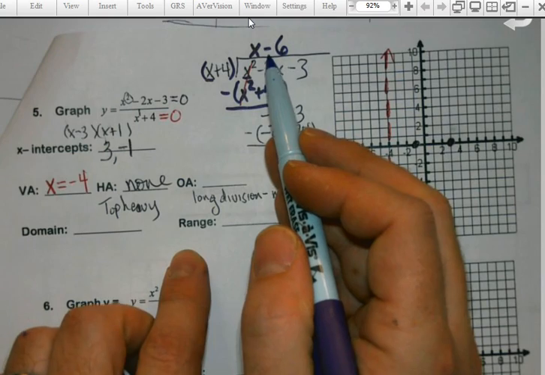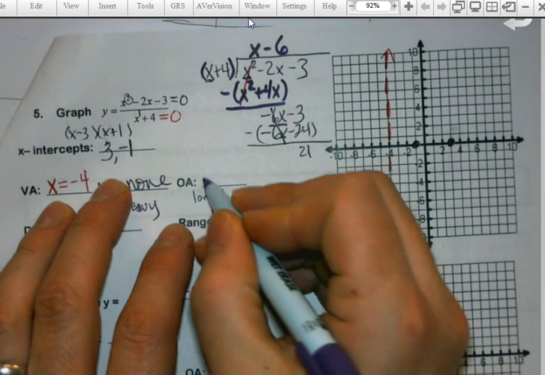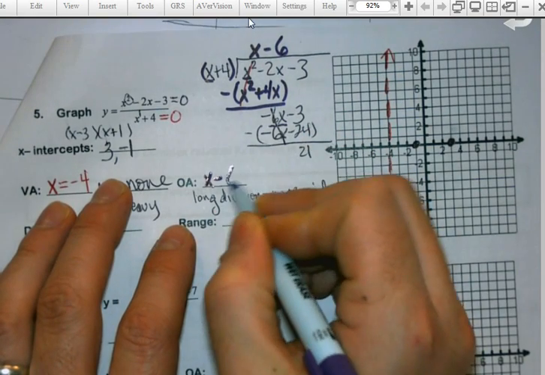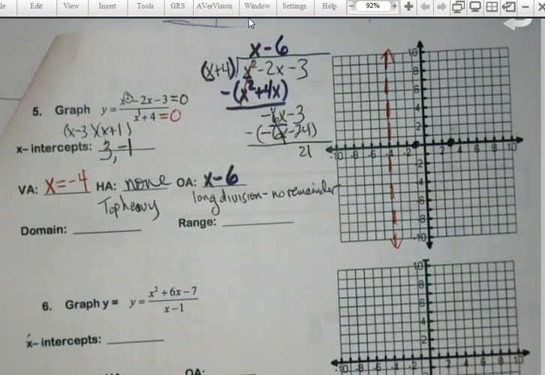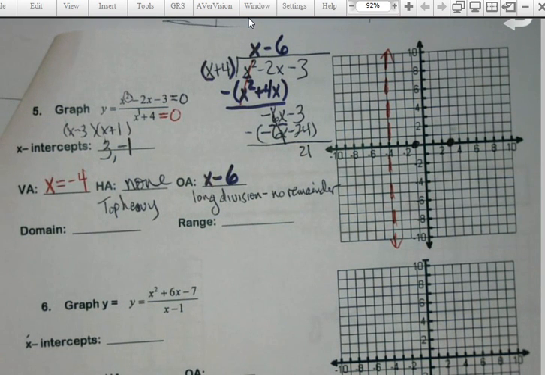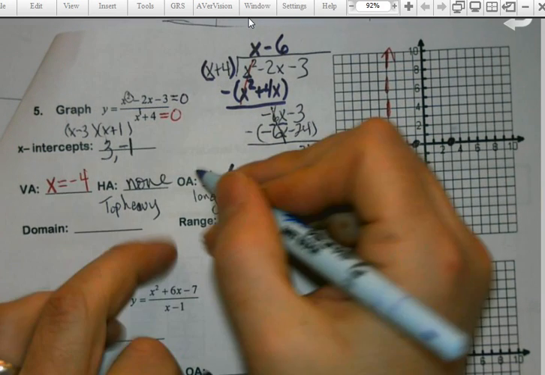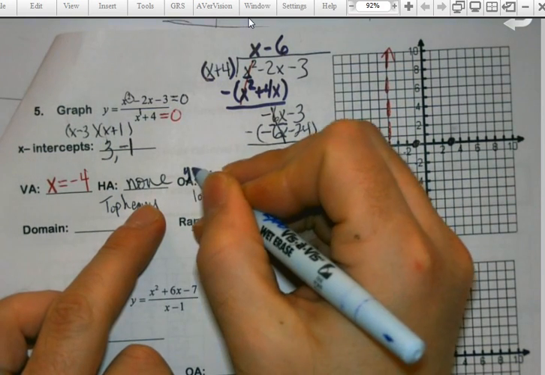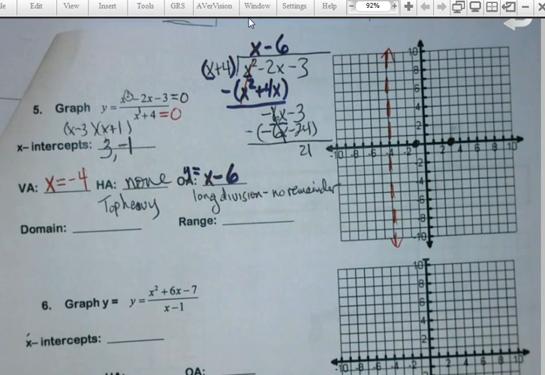Whatever this is, and here's where the fun starts, x minus 6, that is my oblique asymptote. It's actually going to be a line. So here's how this works. I'm not going to put this in every time, but just so you think about it this way: if you were to graph the line y equals x minus 6, that's exactly what we're doing, but we're making it an asymptote.